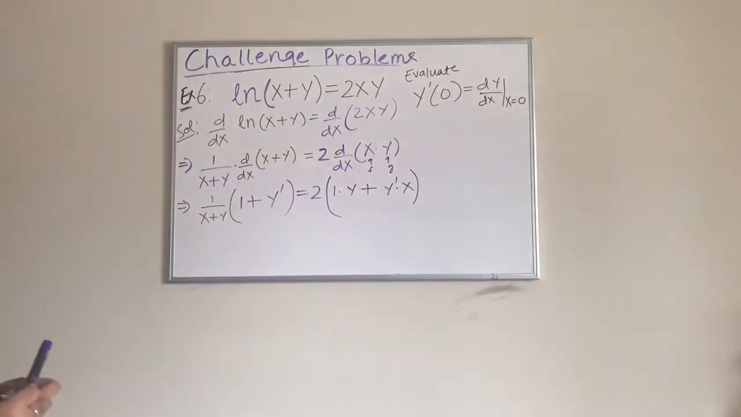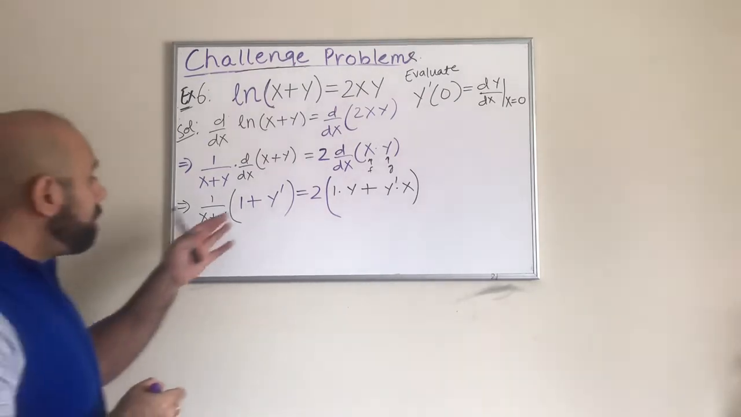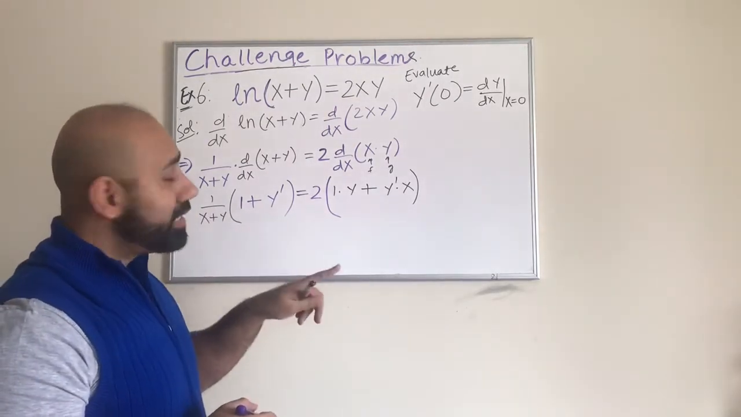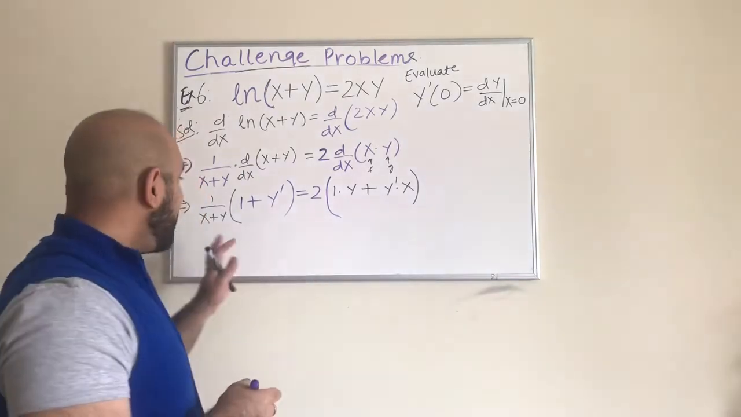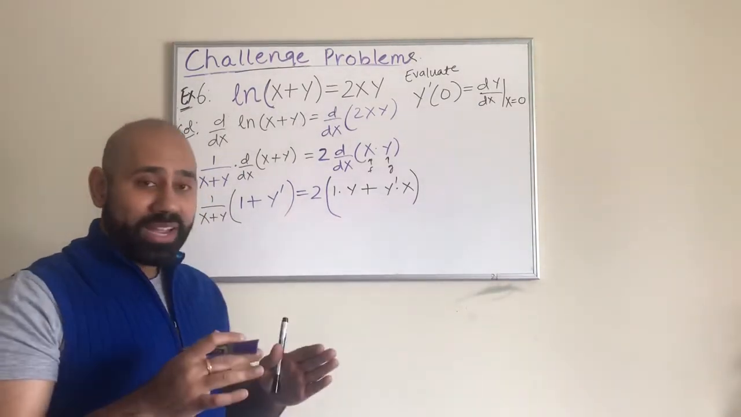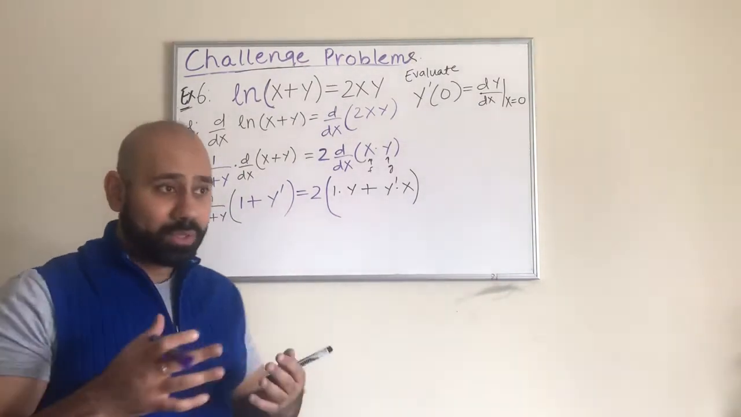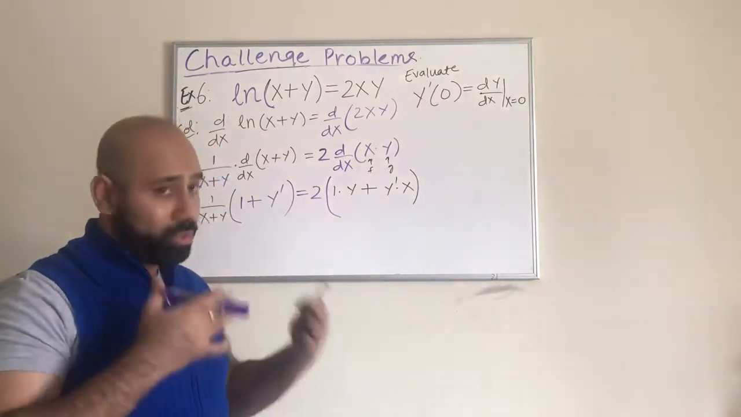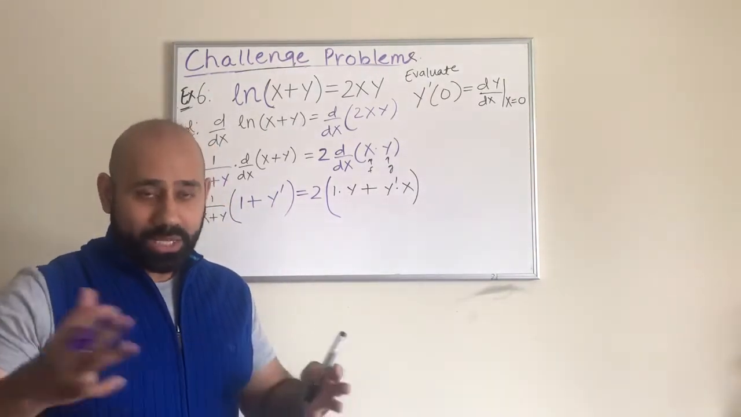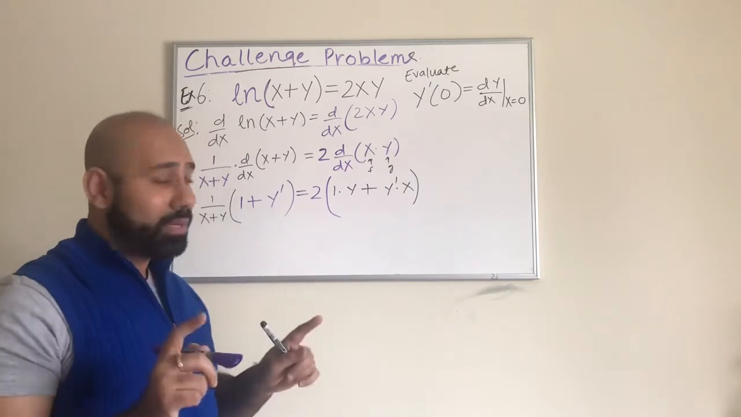Right, guys, we have all this, and all we need now is to find the y prime when x is equal to 0. So guys, there are a few ways of doing it. One way is you isolate y prime. That's what we usually do when we have to use the implicit differentiation and then isolate or get y prime by itself. That's one way to go.